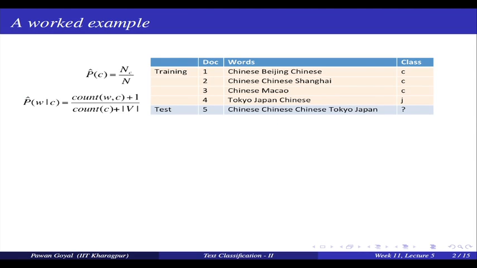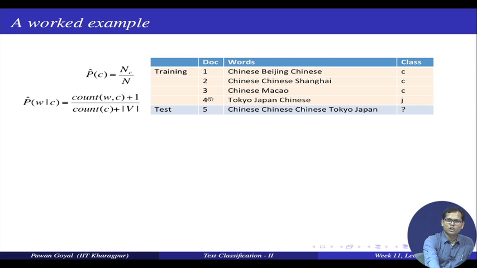So let's take an example. What you are seeing here is your training set that contains 4 documents, document 1 to 4, and each document contains some words. Document 1 contains Chinese, Beijing, Chinese, and so on, and there are some labels assigned. This document corresponds to class C, that might be Chinese, and this corresponds to class J, that can be Japanese. And then in test data you have one document, document number 5, that contains Chinese, Chinese, Chinese, Tokyo, Japan, and you want to assign it to one of these 2 classes.